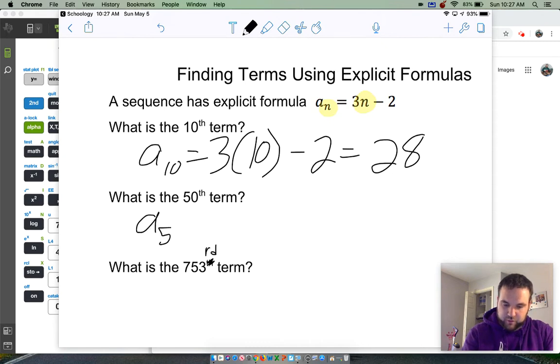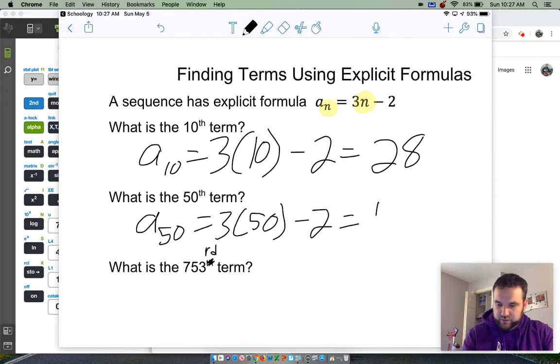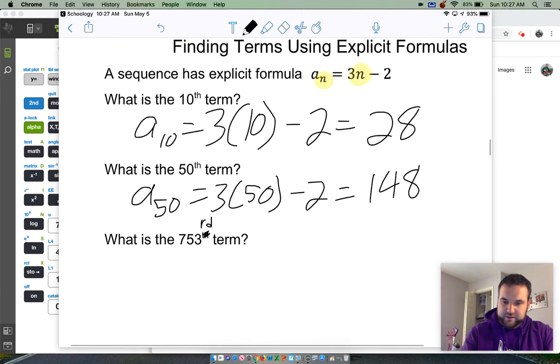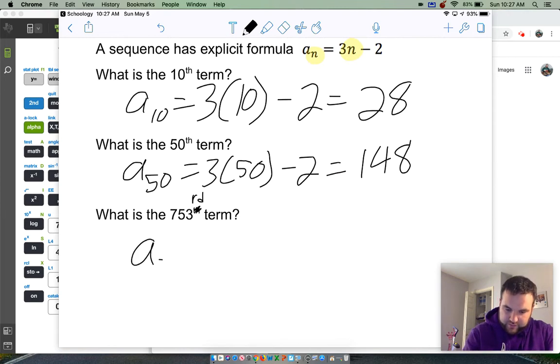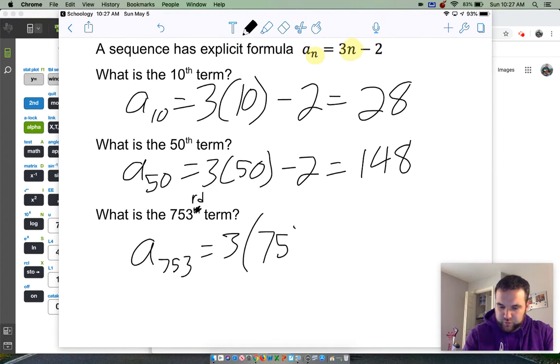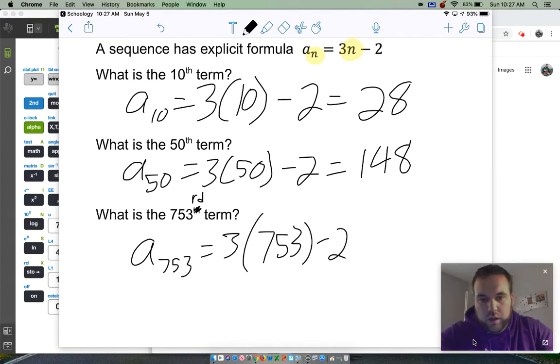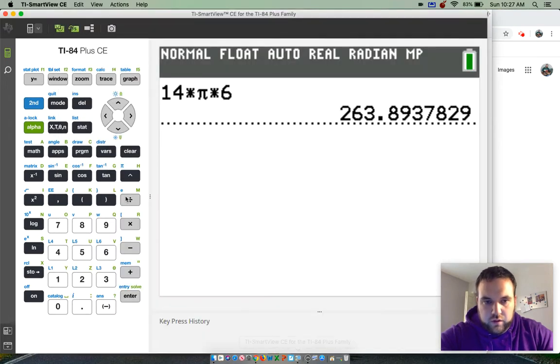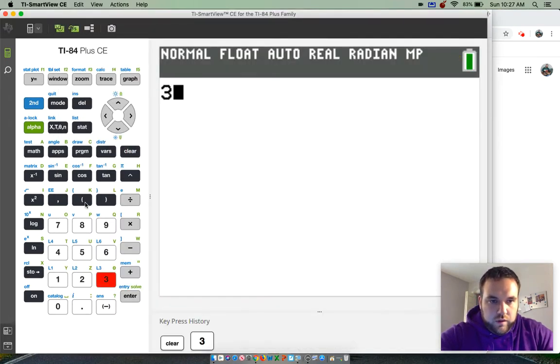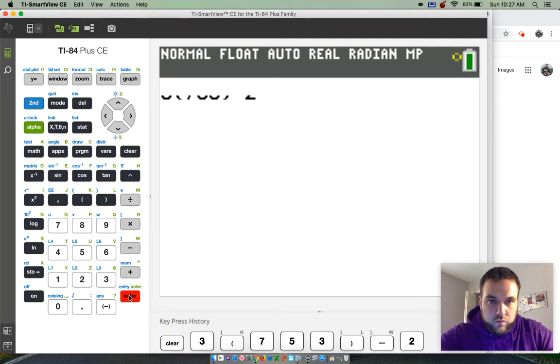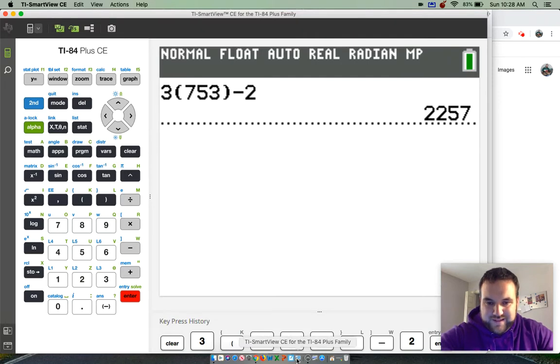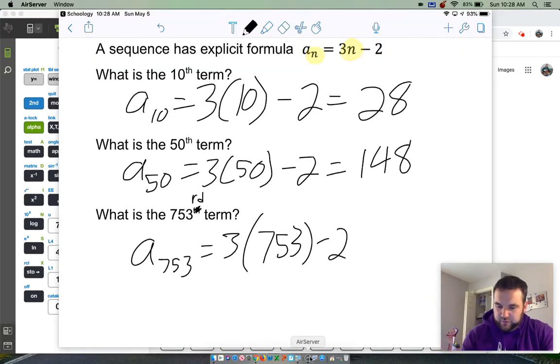The 50th term, 3 times 50, that's 150. Take away 2, that's 148. If I wanted the 753rd term, a sub 753, I would take 3 times 753 and then take away 2. To figure that out, I can just go to the calculator, 3 times 753, and then take away 2. And that's 2257. So our 753rd term in that list would be 2257.